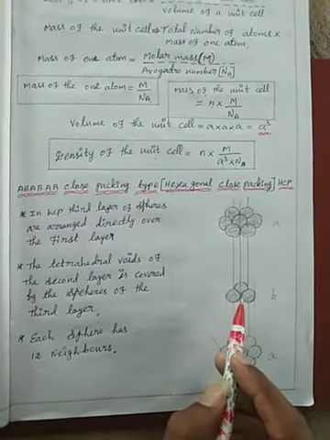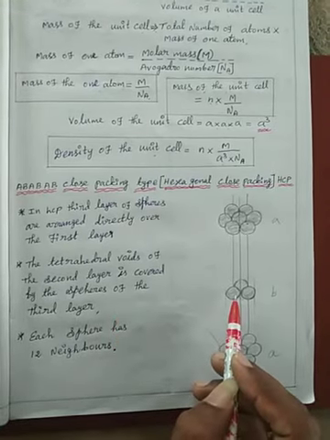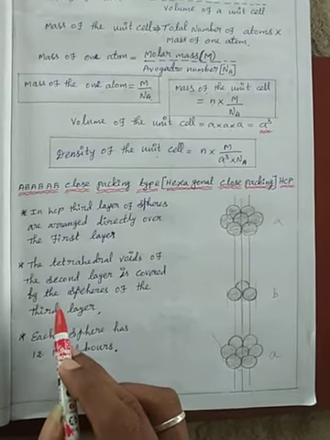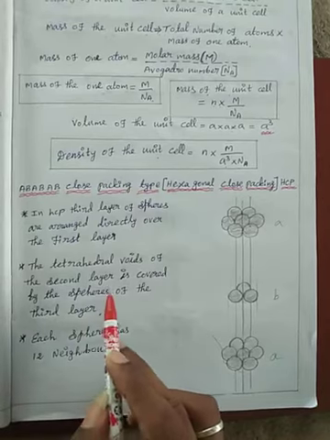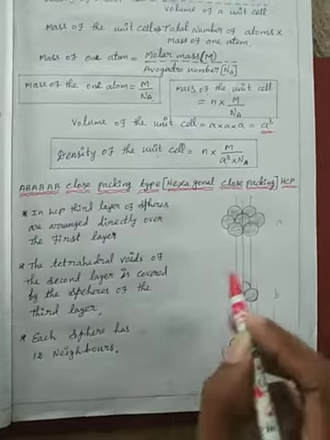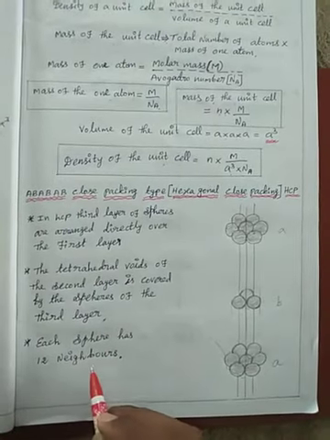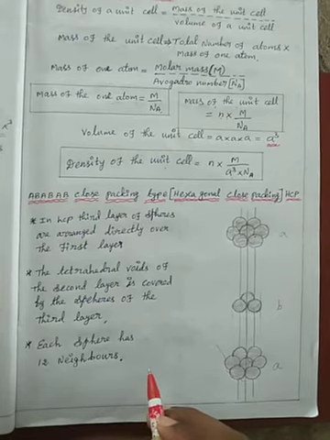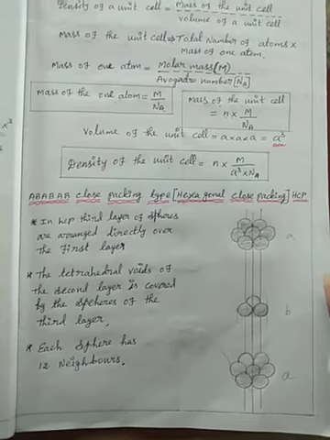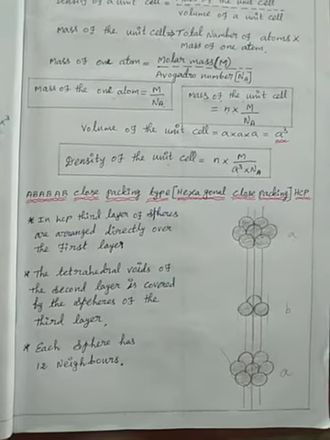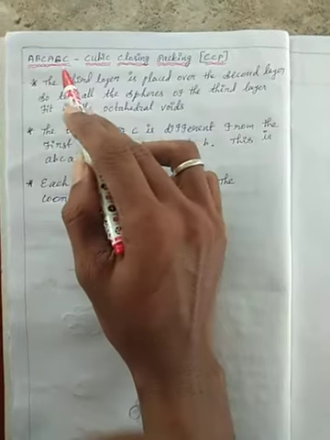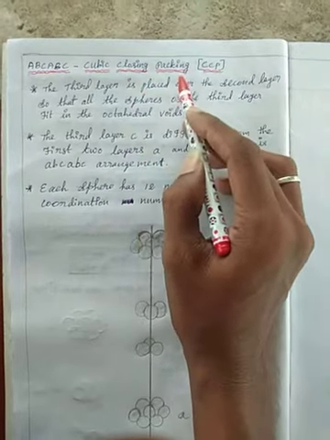The second layer is covered by the spheres of the third layer. Every sphere has 12 neighboring spheres. This is HCP. Next we will discuss the ABC type, cubic close packing, CCP.